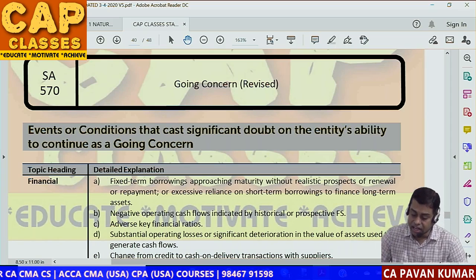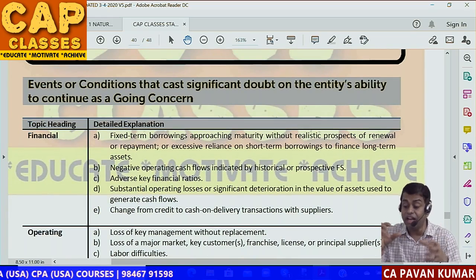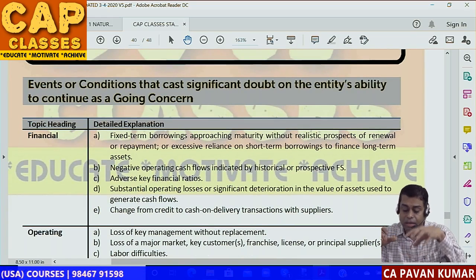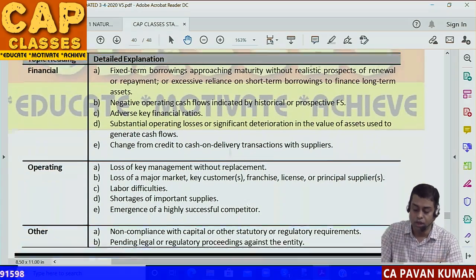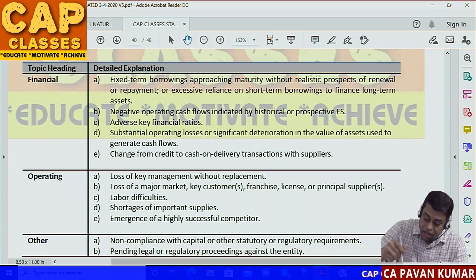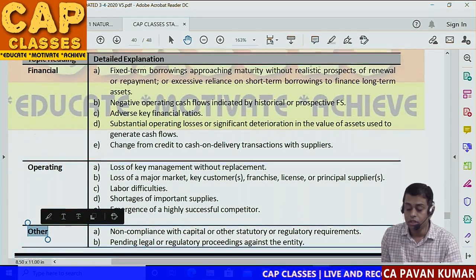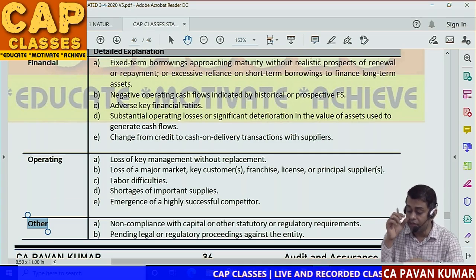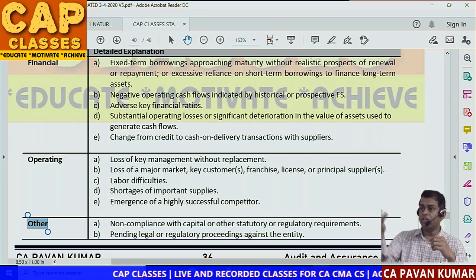So these are indicators, events or conditions that cast significant doubt on the entity's ability to continue as a going concern. These are called indicators. So left side, look here. How many indicators are there? Financial indicators, operating indicators, other indicators. So read this. Negative key financial ratios, negative working capital, negative net worth, all these things.